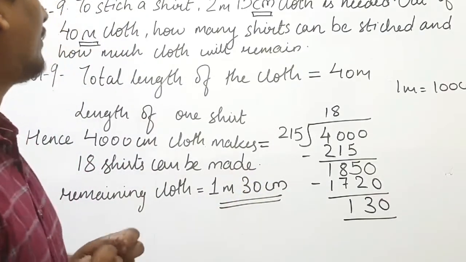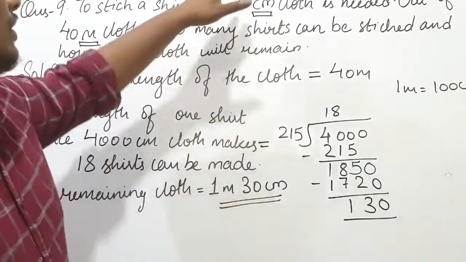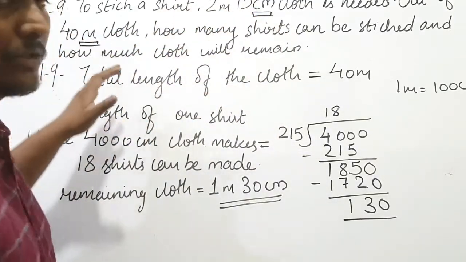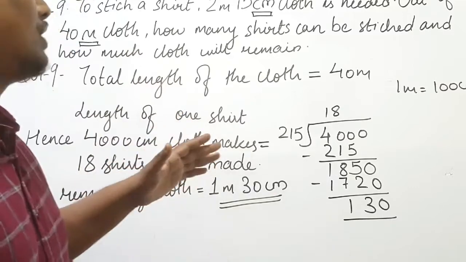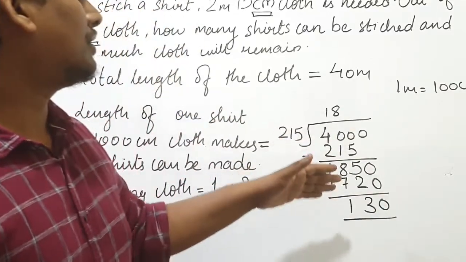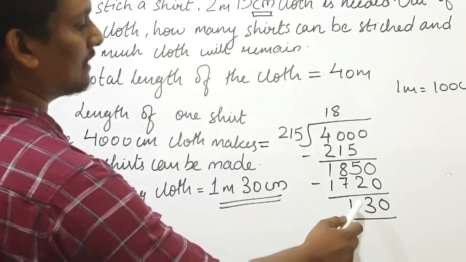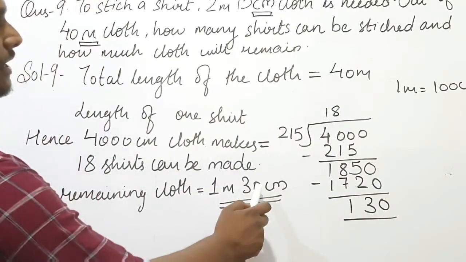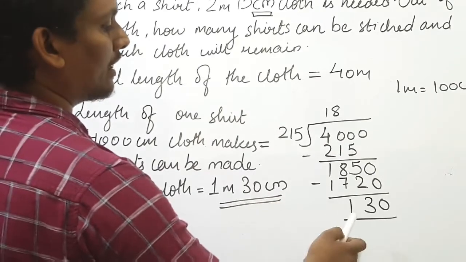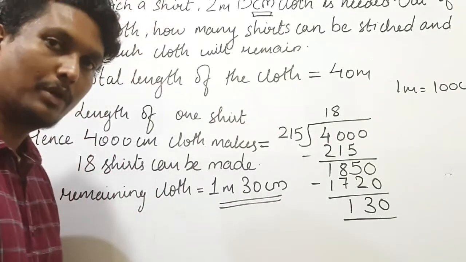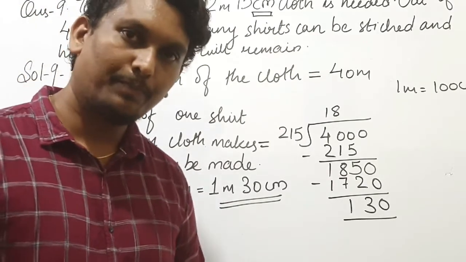So here first you have to change the value. You have to convert this value into centimeter. This 40 meter, that also you have to convert into centimeter. Then you have to do the division. In division, 18 shirts can be made and the remaining cloth is 1 meter and 30 centimeter, or you can write 130 centimeter. Okay, both ways you can write it. Okay, hope it is clear for you.